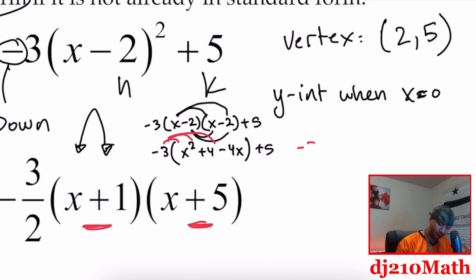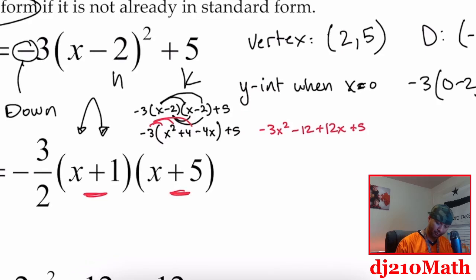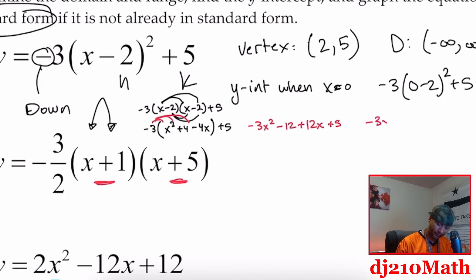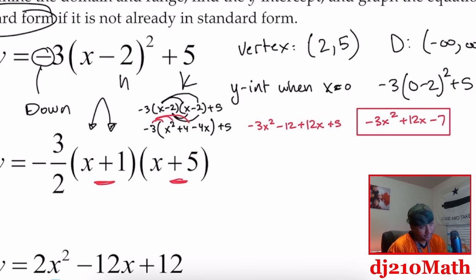So we get negative 3x squared, minus 3 times 4 is 12, plus 12x. Right, that's after you distribute, and then the plus 5. So now we combine all the things and then we write it in the proper order. So negative 3x squared plus 12x, minus 12 plus 5, minus 7. So there it is in standard form. Might have to watch that a couple times. I know I made it go fast, but it's what it is.